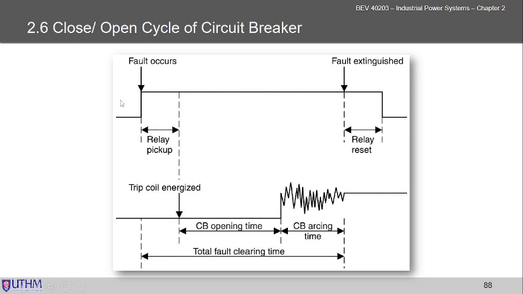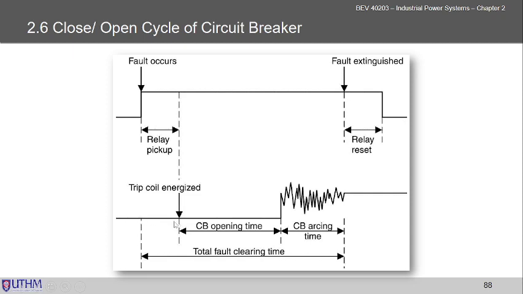Okay, so this is how the closing or opening cycle of the circuit breaker happens. If we have a fault here, our relay detects the fault and sends a signal to our circuit breaker. Then the relay needs to pick up. So this is the pickup time. After that, this is the fault current. The fault current will only be cleared up here. Yeah? Only here will it be cleared.